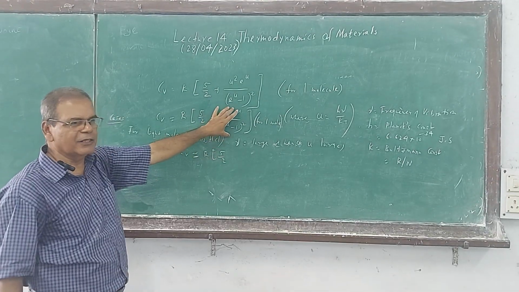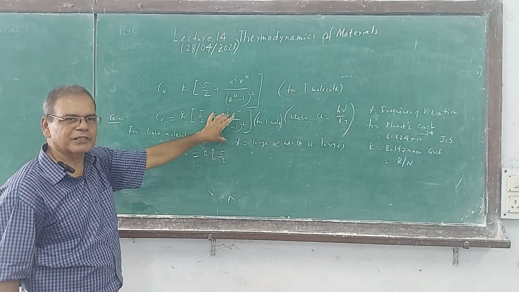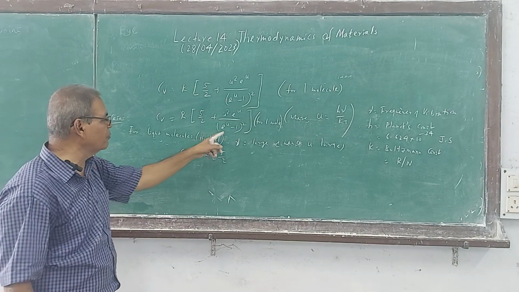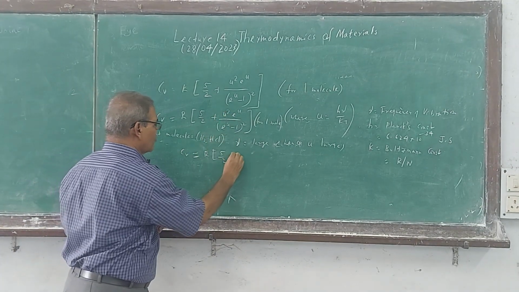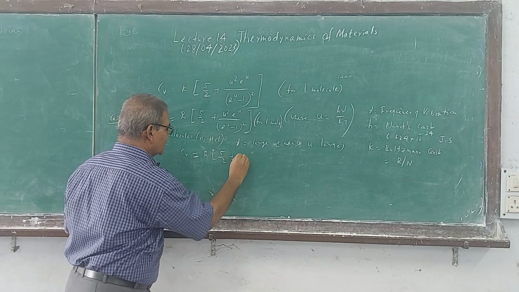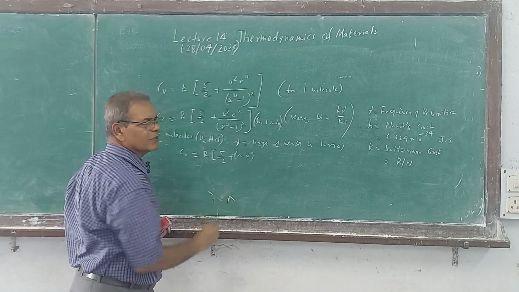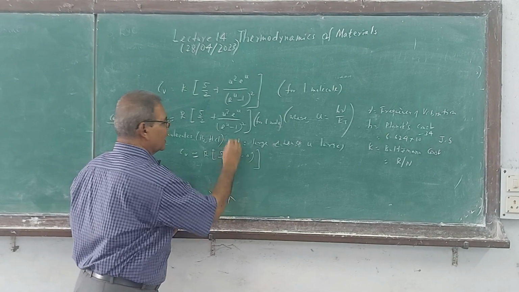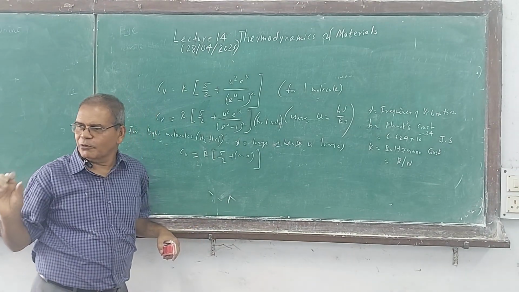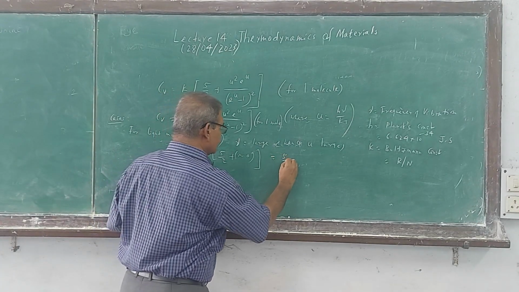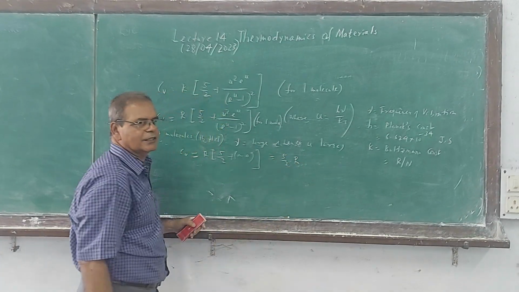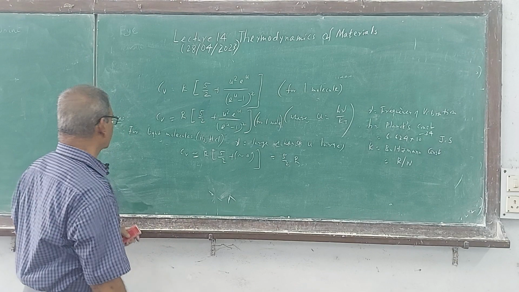So this term is very small, because the denominator is very large. When the denominator is large, the whole thing is small, so approximately 0. So what remains? This gives you 5/2 R for light molecules.